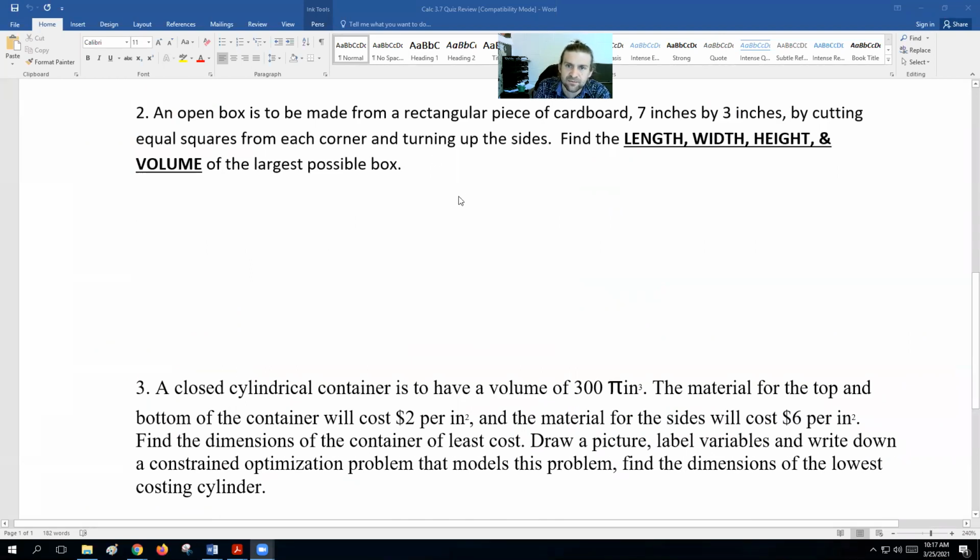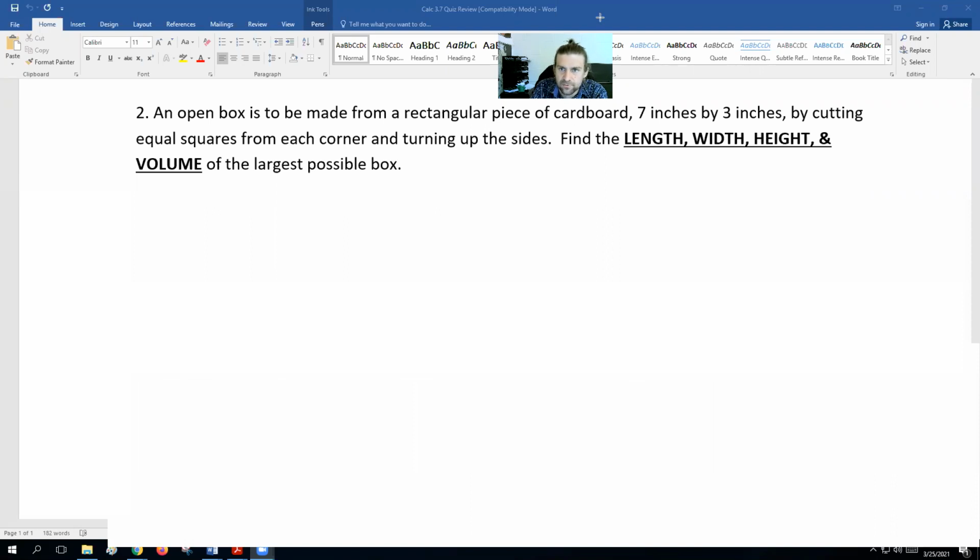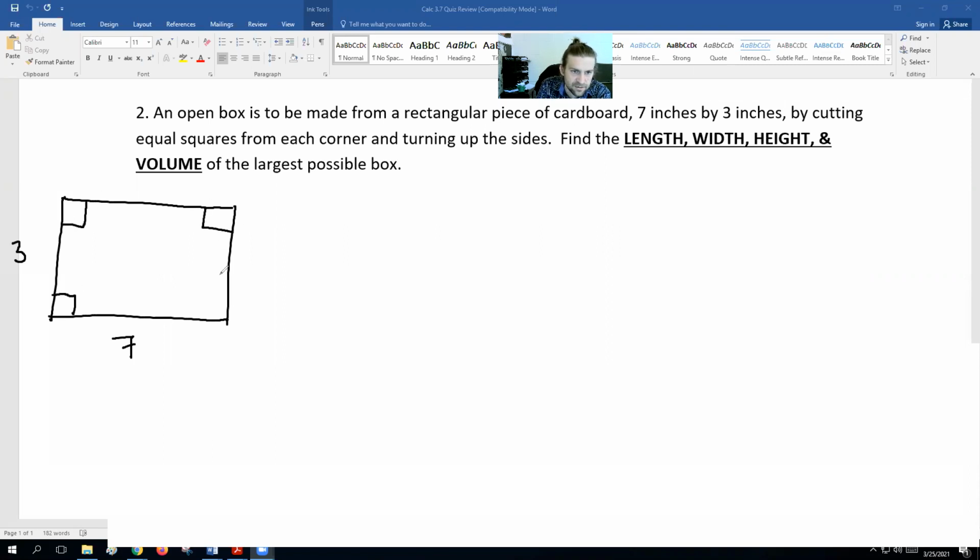So an open box is made from a rectangular piece of cardboard that is 7 inches by 3 inches. I'm going to go through and just kind of give us a little bit more room here. By cutting equal squares off the corners. Okay, so we kind of did this before. What we are going to do here is we got a 7 by 3 inch rectangle. We're going to take off this corner here and those corners there. We're going to cut off these corners. They're all going to be the same square, so x by x squares.